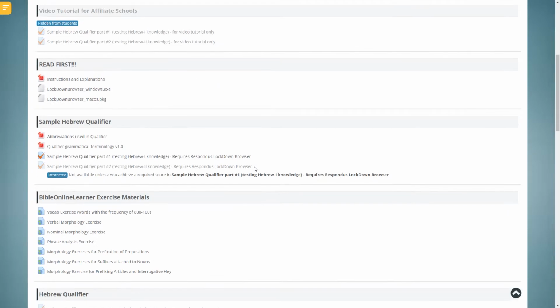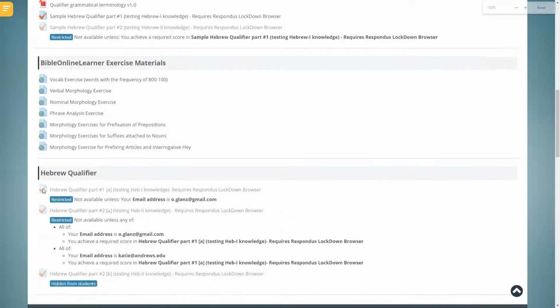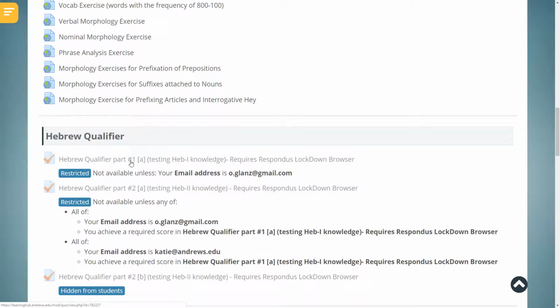The test consists of two parts. Here's actually the qualifier part, it consists of part number one. Here, particular Hebrew 1 knowledge is tested. And then after you've taken part one, you're automatically going to part number two, where Hebrew 2 knowledge is tested.